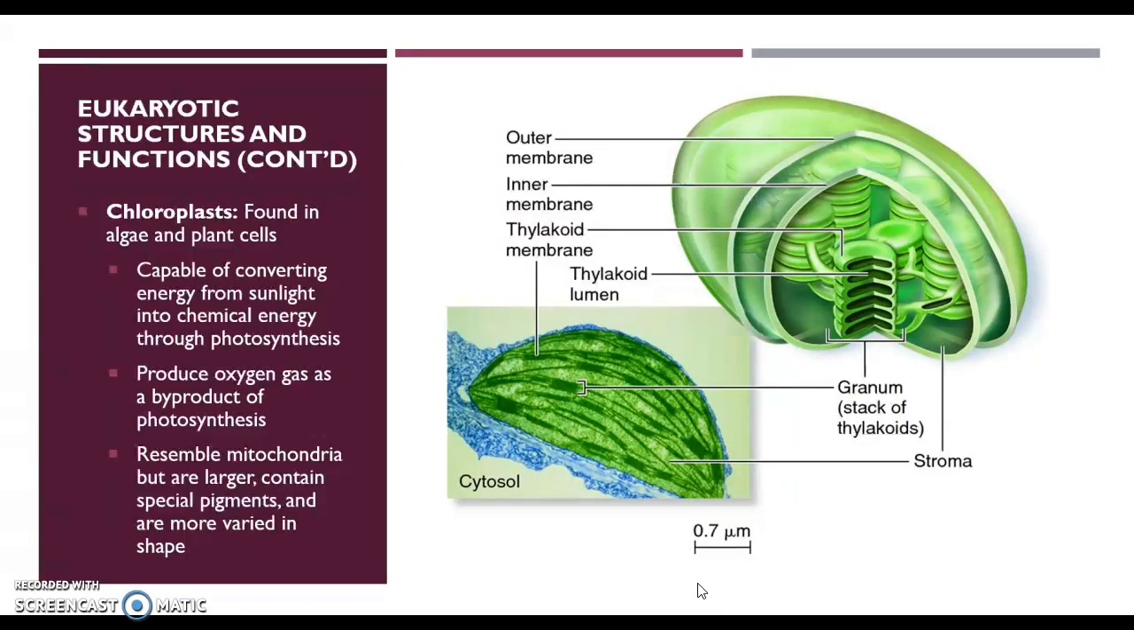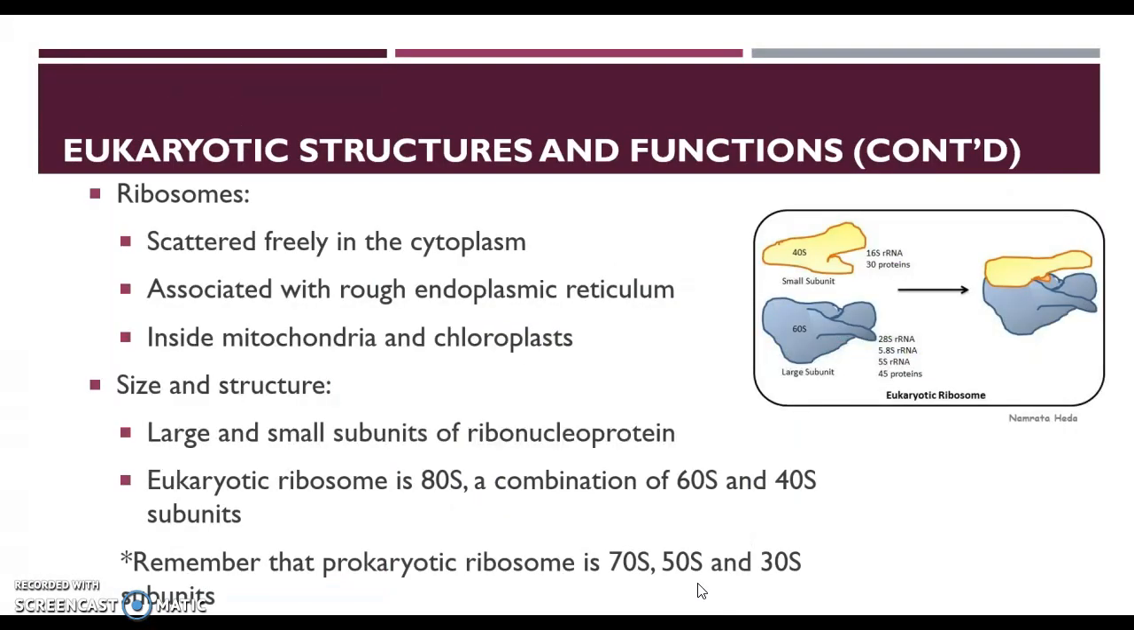And then these stacks, the grana, stacks of thylakoids, this is where a number of the reactions necessary for photosynthesis take place. They are somewhat similar to mitochondria, but larger, and the pigments they contain are what help to transform that light energy into food.